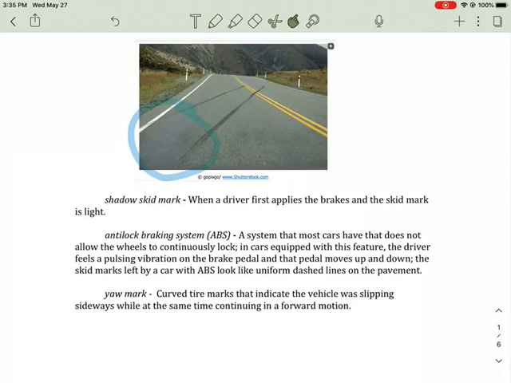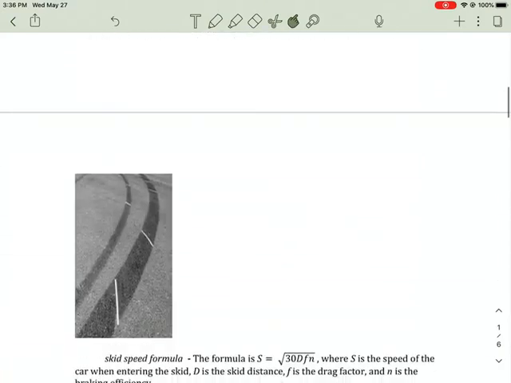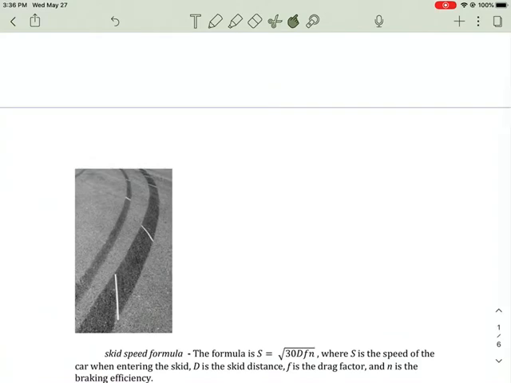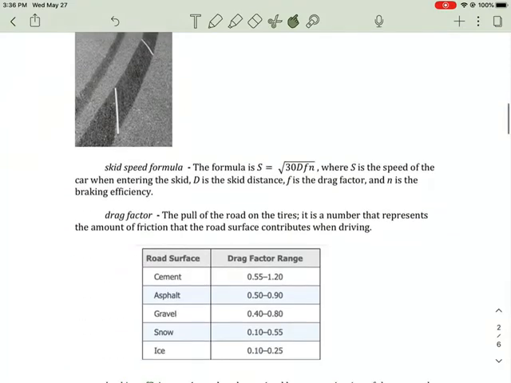Now, that is not the only type of skid mark. There's also what is called the yaw mark. These are circular tire marks where the vehicle was skipping sideways while at the same time continuing in a forward fashion. So something maybe like that. Okay? Now, you can see that they were marking the radius or the intervals of which they're looking at this particular skid mark.